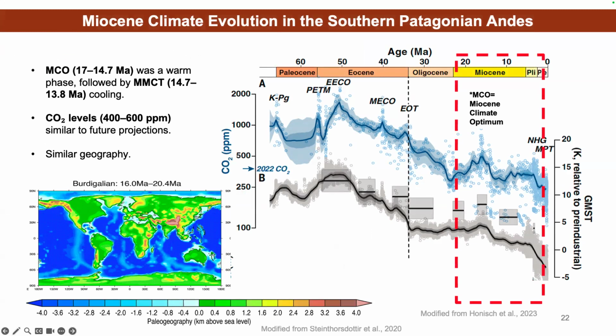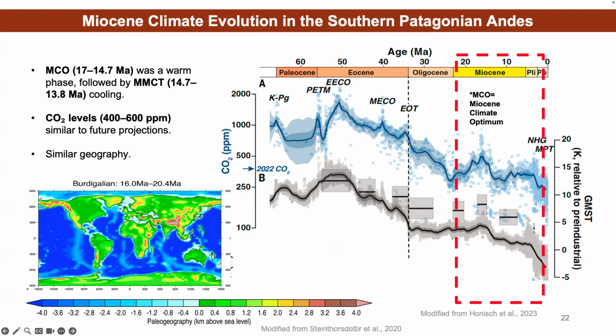The second part of this talk examines climate evolution during the Miocene epoch in the southern Patagonian Andes. The Miocene epoch, which lasted from 23 to 5 million years ago, was a period of significant climate variability. One of the most notable warm phases was the Miocene climatic optimum between 17 and 15 million years ago. This was followed by a cooling phase known as the Middle Miocene climatic transition, or MMCT.